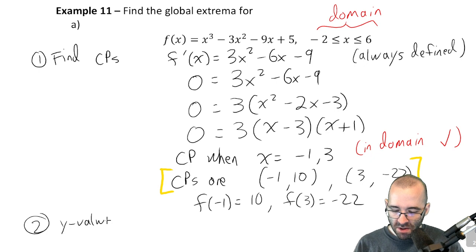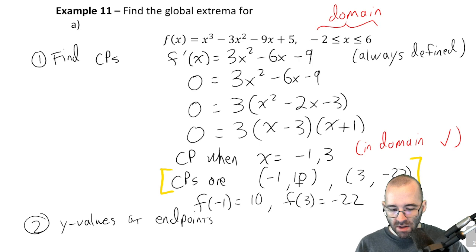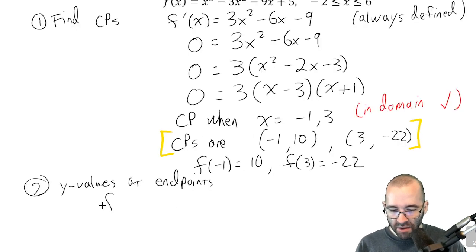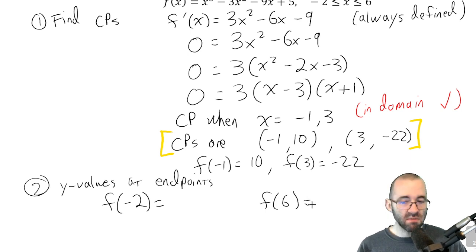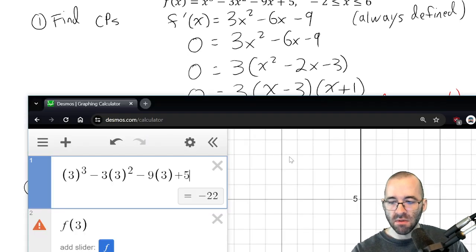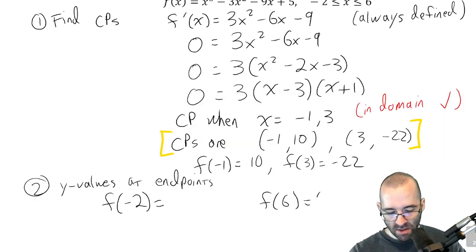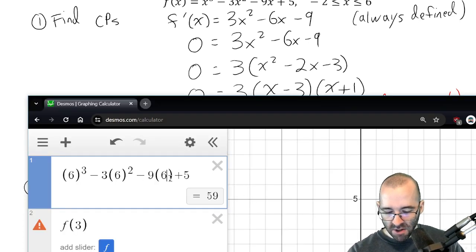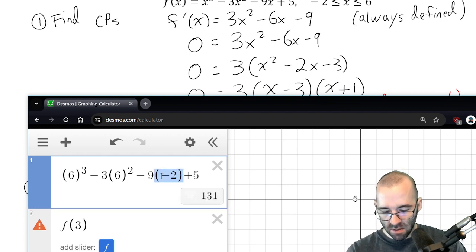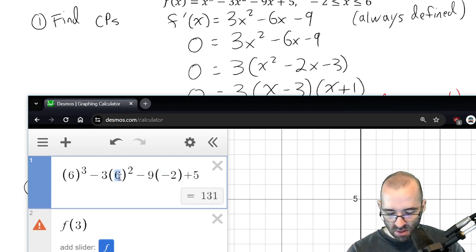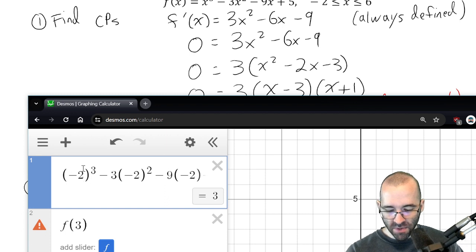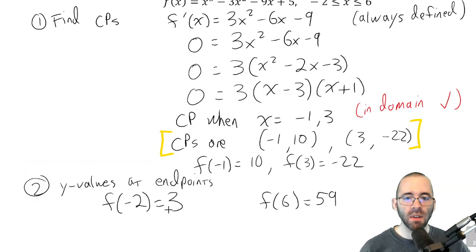All right, y values at endpoints. Well, one endpoint is at negative 2. The other endpoint is at 6. Let's just find out the function value at those 2 points. At 6, it's 59. At negative 2, it's 3. Great.